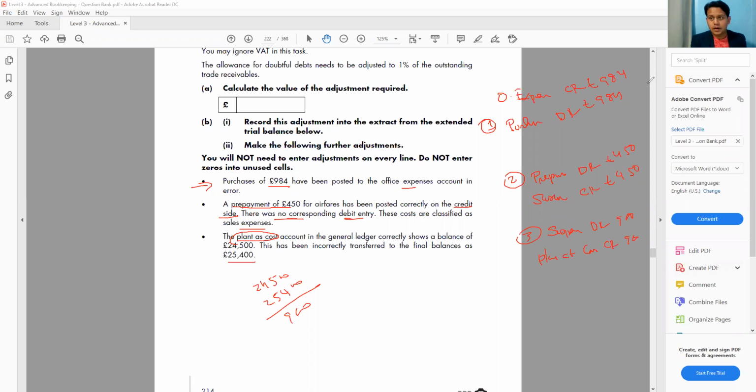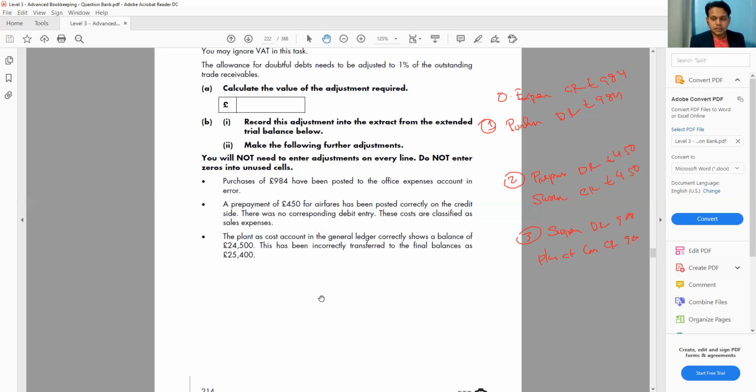This is the story of our errors. So let's try to solve this question now. First, to the number A. Number A is asking: calculate the value of adjustment required.